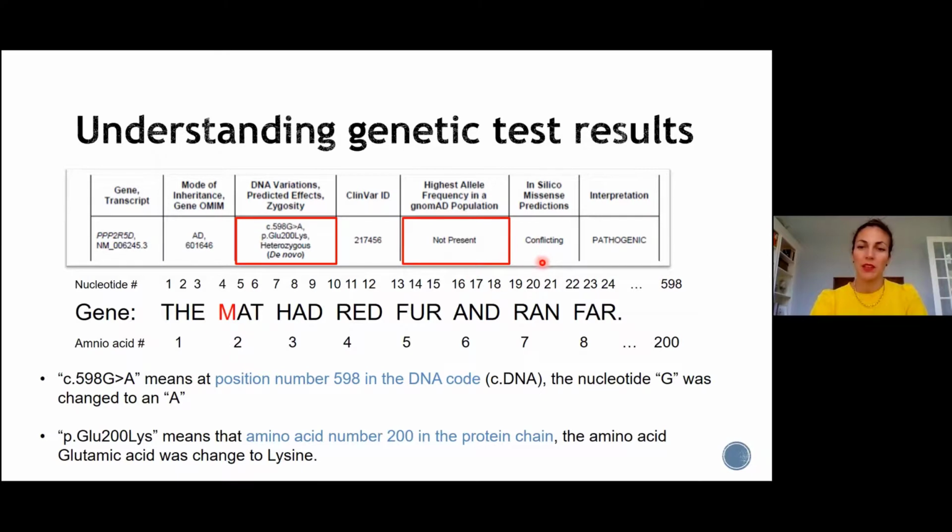This is just showing those prediction softwares that sometimes they can be helpful, sometimes they give conflicting information, so it's not really helpful in this case. But their interpretation of this change is pathogenic. So if we were to see this in a report, we would think this is our answer. This is the specific genetic change in this child.